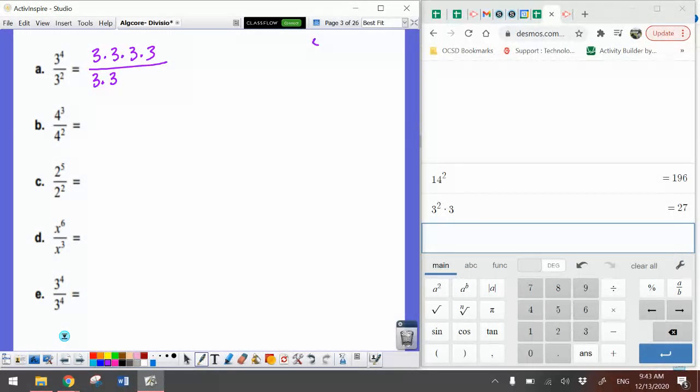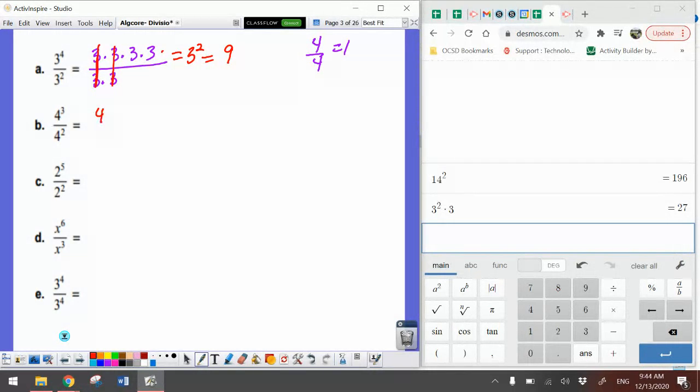Well, what do I know about anytime I have a number divided by a number? That's actually 1. Okay, so I know that these 2 would actually cancel out, and so would those 2. So I'm left with 2 3s, which would be 3 squared, which is 9.